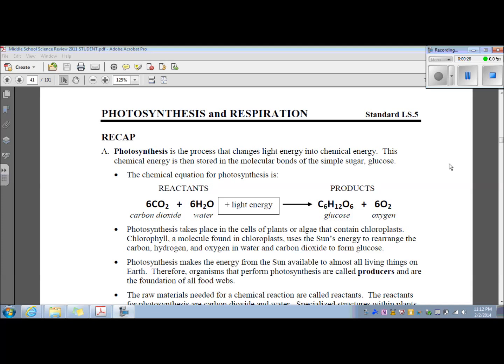The chemical equation for photosynthesis is carbon dioxide plus water and light energy, the reactants, is transferred into the products glucose and oxygen.